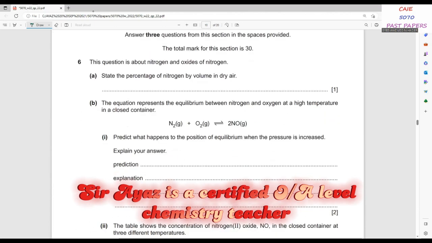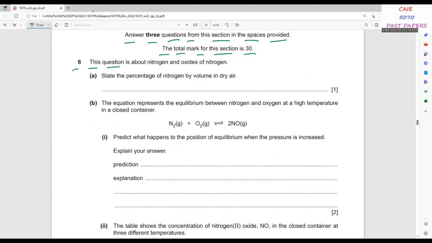Section B. Answer 3 questions from this section in the spaces provided. The total mark for this section is 30. Number 6, this question is about nitrogen and oxides of nitrogen. A, state the percentage of nitrogen by volume in dry air. You have to learn it by heart. The percentage of nitrogen in dry air is 78%. So you write 78%.